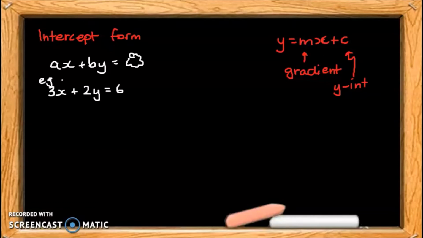Now, this is called intercept form because it's quite easy to calculate the intercepts when the equation's written like this. Now, obviously, when I have my gradient and y-intercept form, the y-intercept is given to me straight away. But the x-intercept is harder to find.